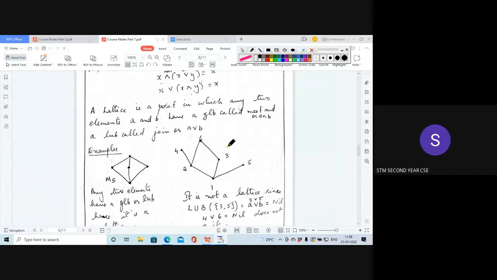This second example we had taken earlier. Is this one a lattice? Is it a lattice? No. Why? Why is it not a lattice?